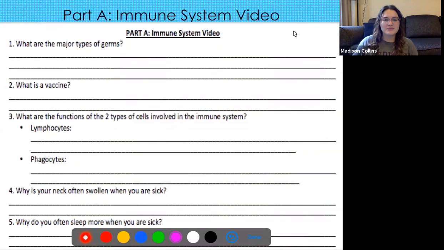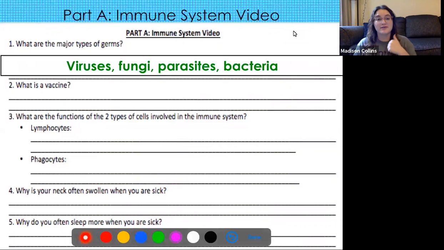Number 1, what are the major types of germs? Well, there were 4 mentioned in that video. We talked about viruses, fungi, parasites, and bacteria. Those are all examples of germs that are trying to break into your body and really just hijack your well-being. But thankfully, our immune system is there to protect us from most of these things. Which leads us to number 2.